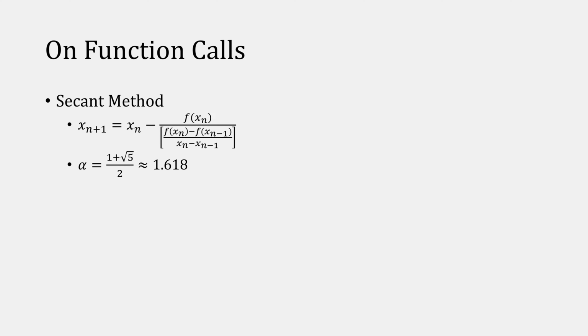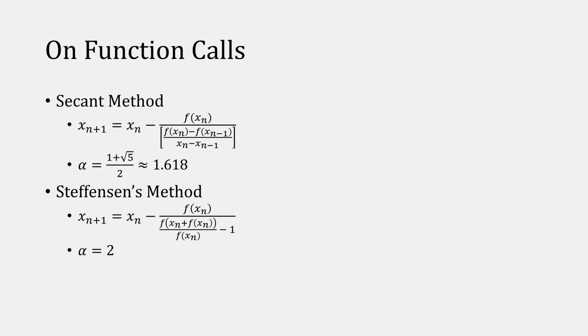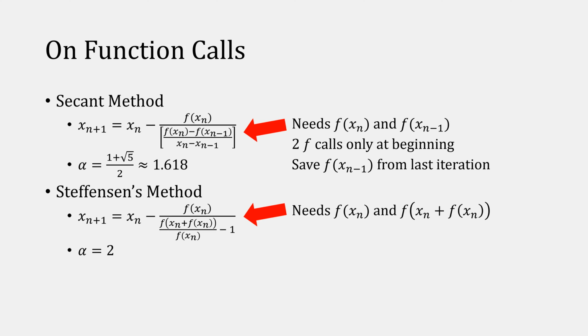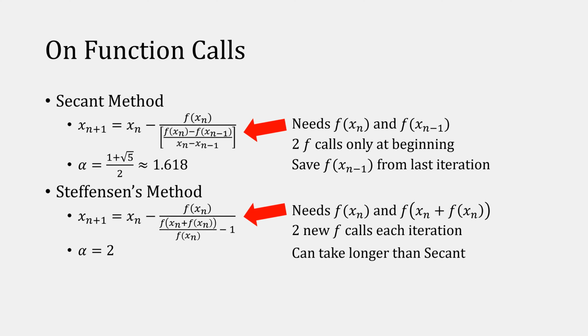Another factor that can impact your speed, other than alpha, is the amount of function calls your method has. For example, secant method has an alpha of about 1.618, compared to Steffensen's method, which has an alpha of about 2. Both of these methods need 2 function calls. The difference is that secant method only needs the 2 function calls at the beginning. Afterwards, we can save the value from the last iteration's function call. With Steffensen's method, we need 2 new calls each iteration, which can indeed take longer.